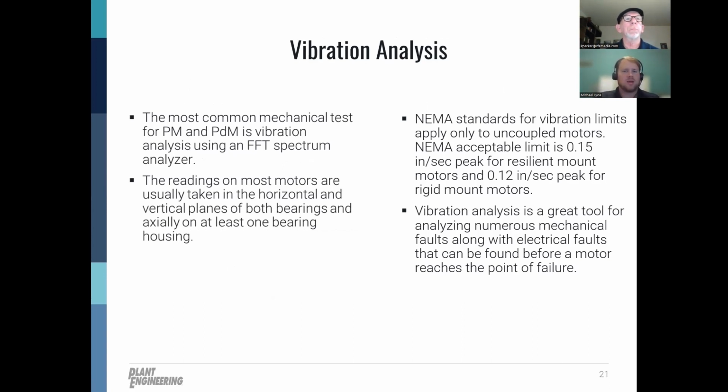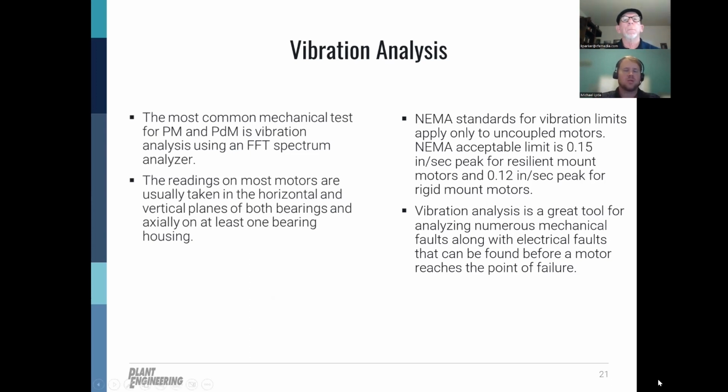Here, you buy a spectrum analyzer, and the analyzer will use a fast Fourier transform, FFT, using an accelerometer to capture the vibration at different frequencies across the range of frequencies that the motor is going to be seeing. So usually you will take the accelerometer. It's got a little handheld piece that's placed on the horizontal and vertical planes of both of your bearings, your drive-end and non-drive-end bearings, and then axially on at least one of the bearing housings.